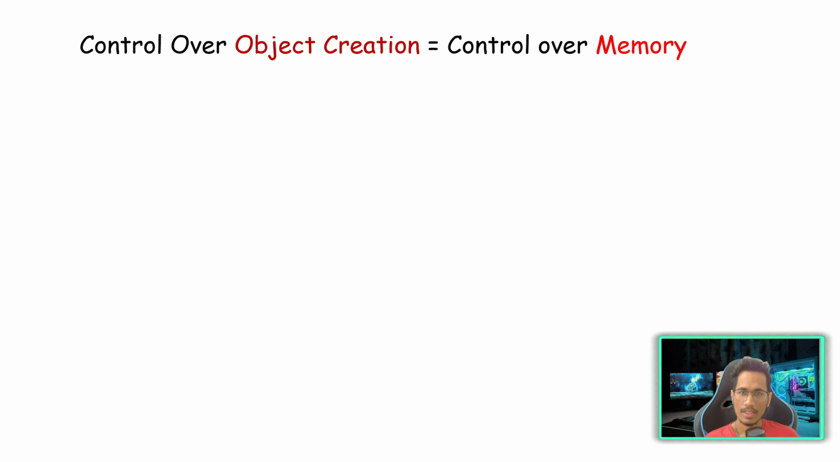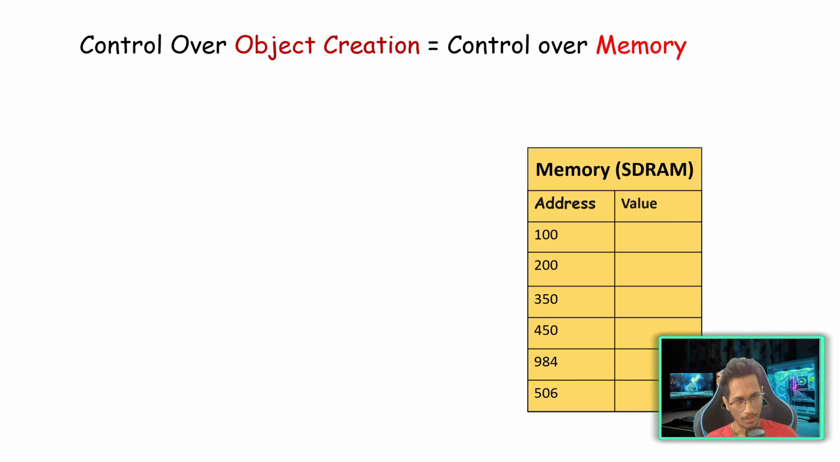Alright, so let's address the elephant in the room now. If you have a control over object creation, you will also gain control over your memory, right? So there are 2 ways to create the object. One in C++ that is using the new object, and then you will provide the class. For example, in our case, it is inventory item instance.